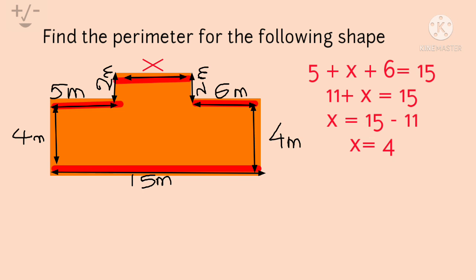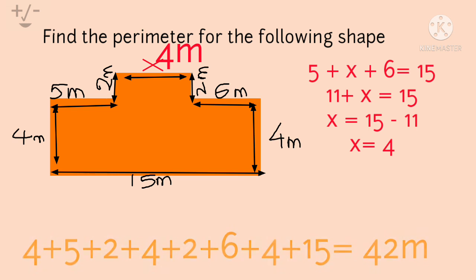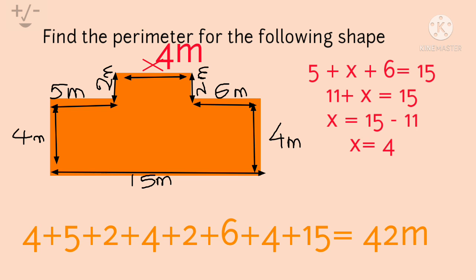Therefore, 5 plus x plus 6 equals 15. This equation can be used to solve x. 11 plus x would then equal 15, so x equals 15 minus 11, which means 4. Now that we know the length of all the sides, to find the perimeter of the shape, we simply add up all the sides. So when we add all these sides together, we get our answer as 42 meters.